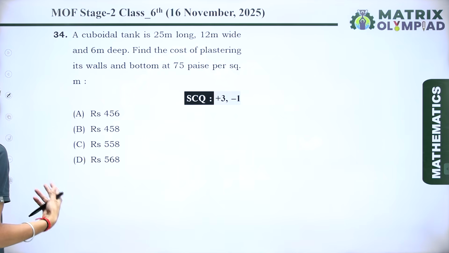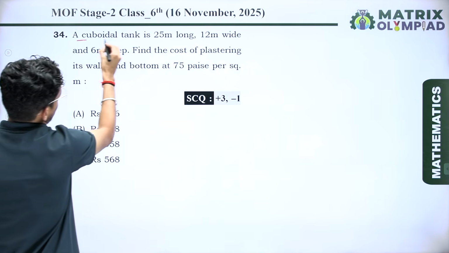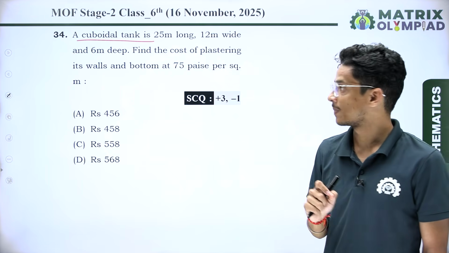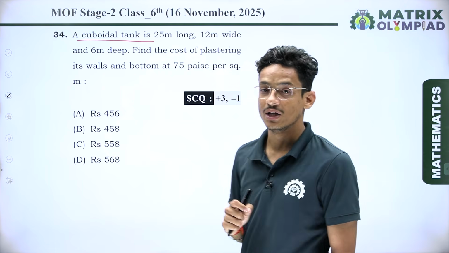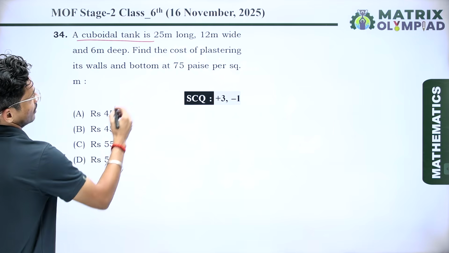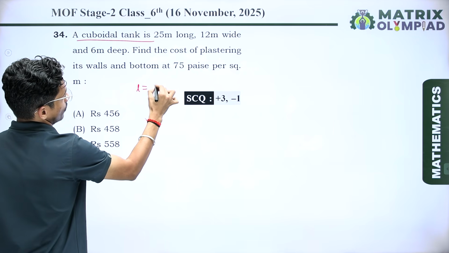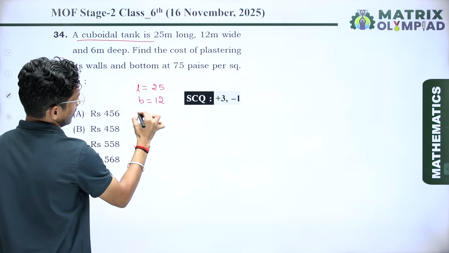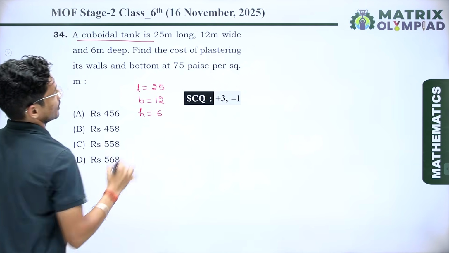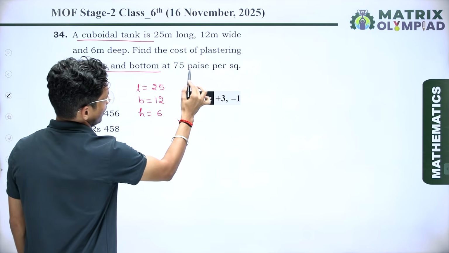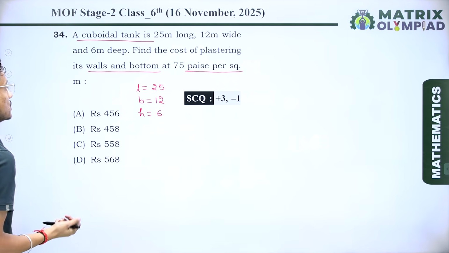Now the next question, that is, a cuboidal tank is 25 meter long, 12 meter wide and 6 meter deep. Here we are given the length, breadth and height of the tank. Length is 25 meter, breadth is 12 meter and height is 6 meter. Find the cost of plastering its wall and bottom at 75 paisa per square meter.